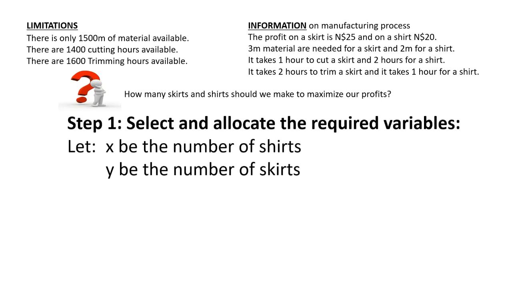Now, step number 1, you need to select and allocate the required variables. We do this by saying let X be the number of shirts and let Y be the number of skirts. These X and Y don't actually matter unless it's specified in the question. You can put P and T, you can put S and K, you can put L and Z. It doesn't actually matter. This is just so that it has a mathematical way. And in math, we like X and Y, so why not use X and Y?